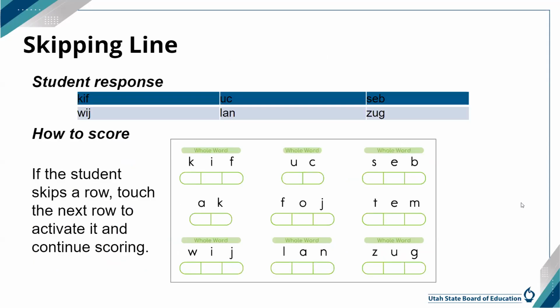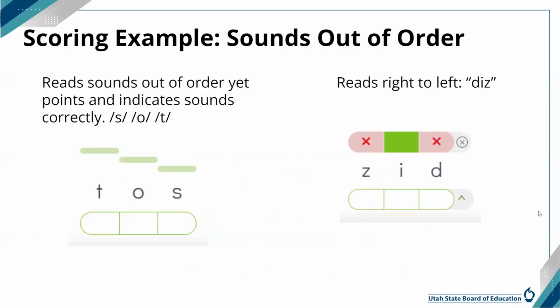To skip a line, if a student skips a row of words, you're just going to touch the next row to activate it and continue scoring. Words or sounds read out of order: if the student is segmenting and they read out of order, you're just going to indicate that by tapping in that bar backwards, right? We'll start with the S, then go to the O, then go to the T.